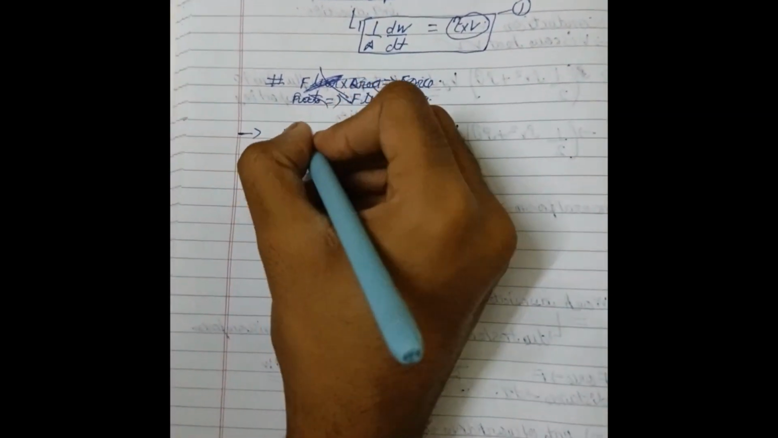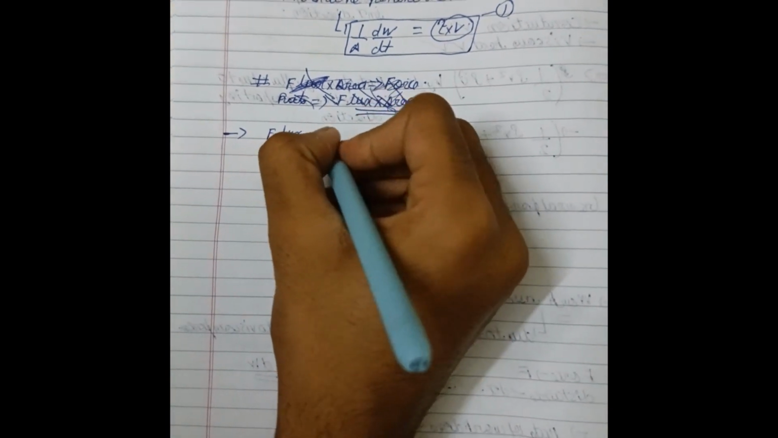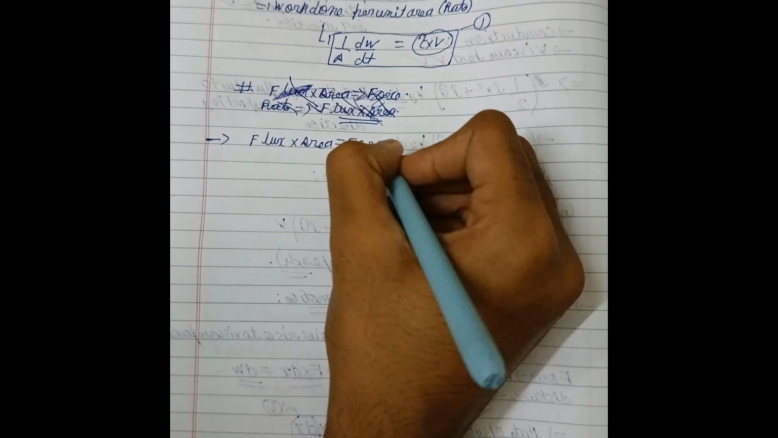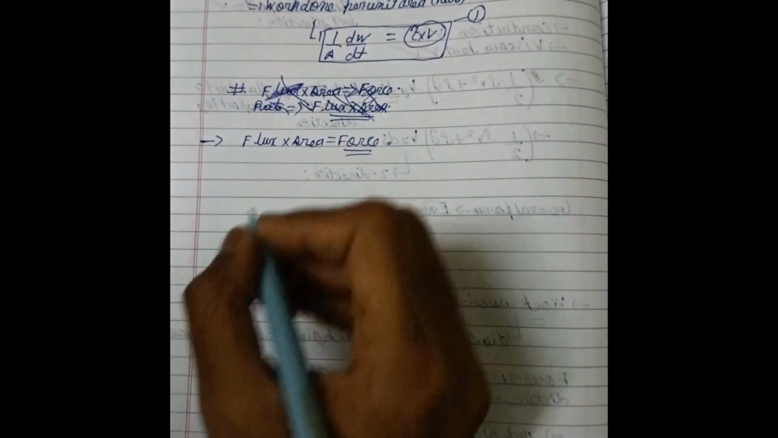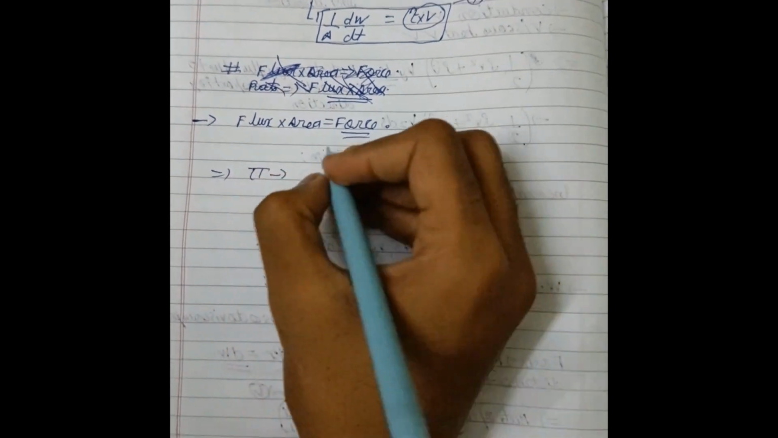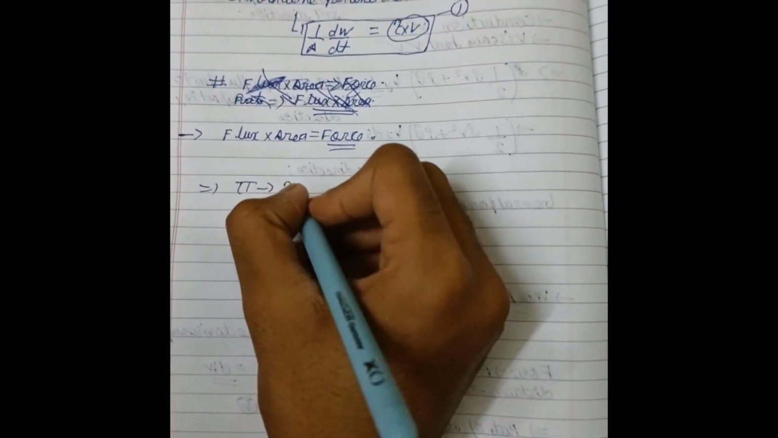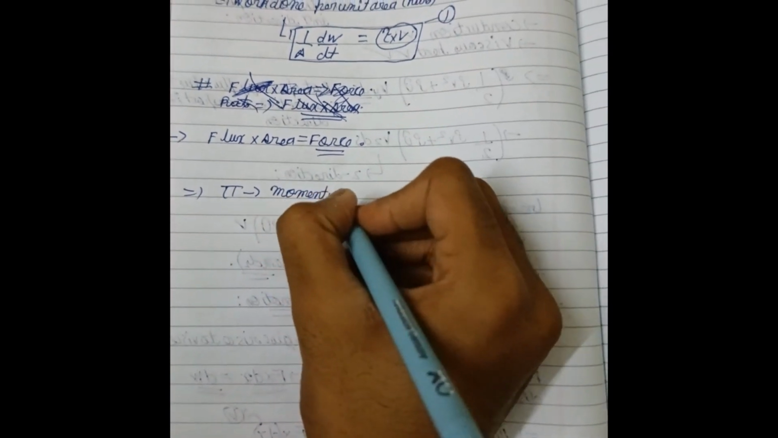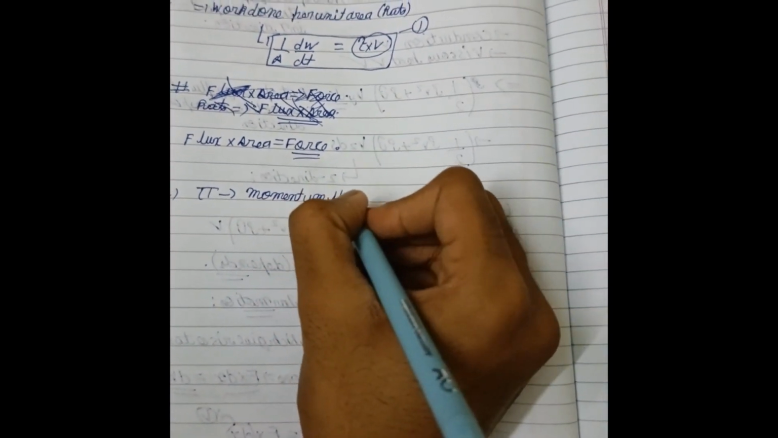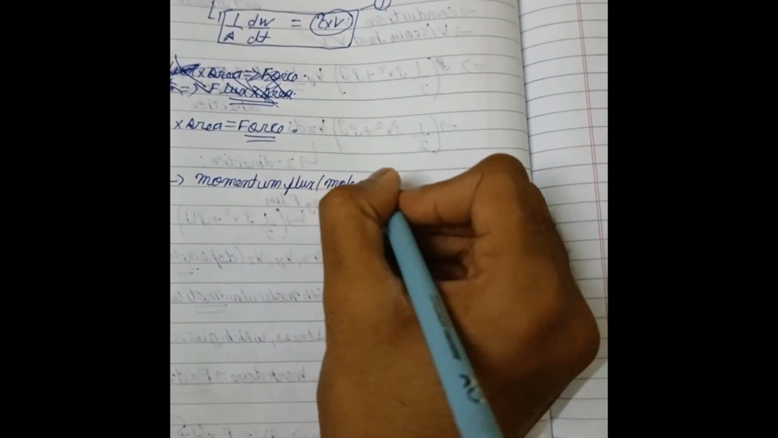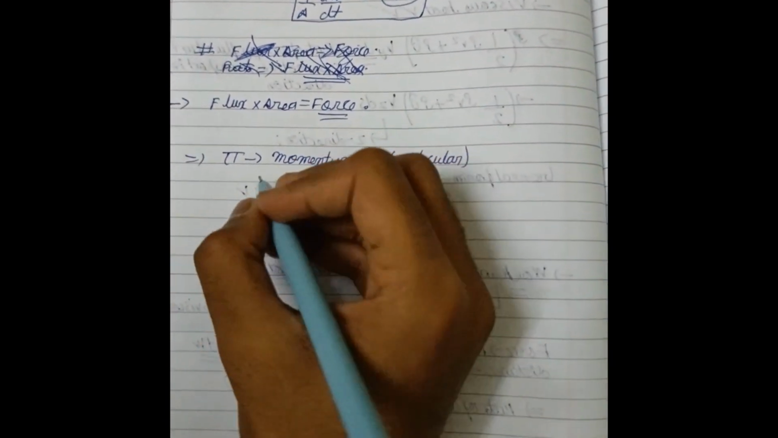Now we know one thing, that flux into area will give me nothing but force. That's a pretty obvious thing. Now what is this called? Pi. We'll call it momentum flux. That's basically molecular momentum flux, rather. It's momentum flux, but molecular momentum flux.